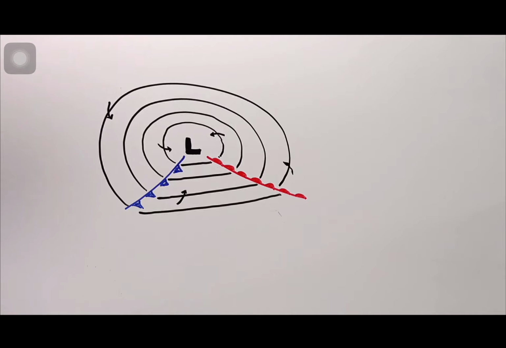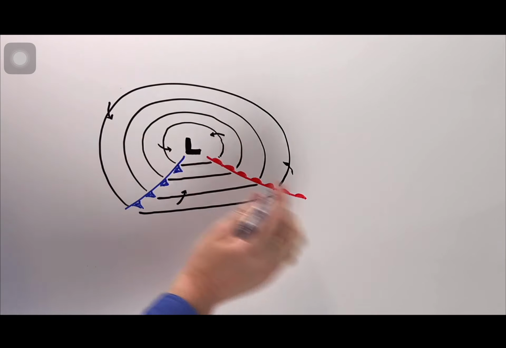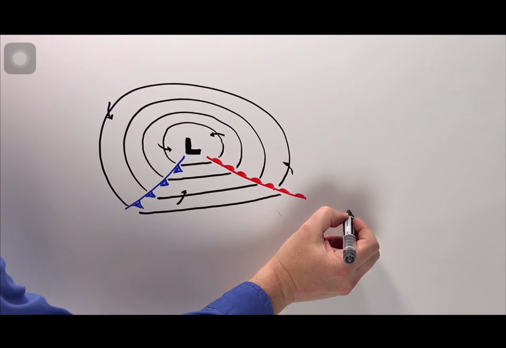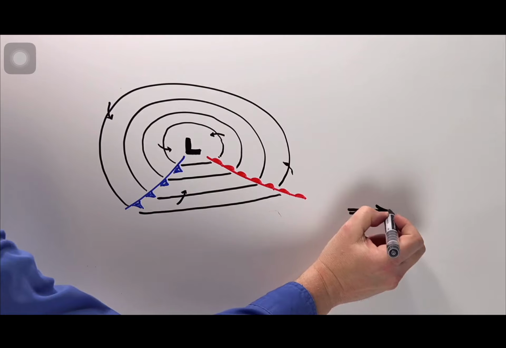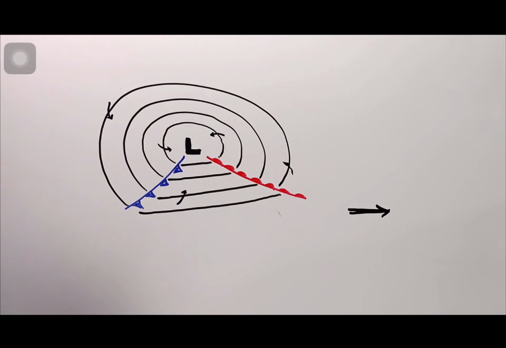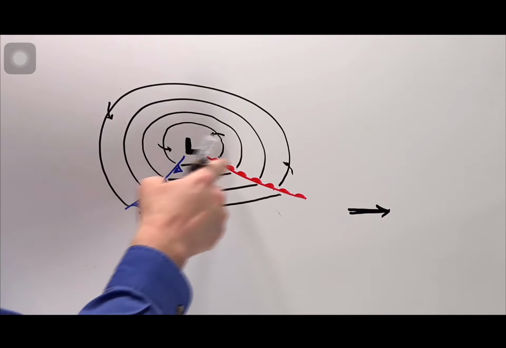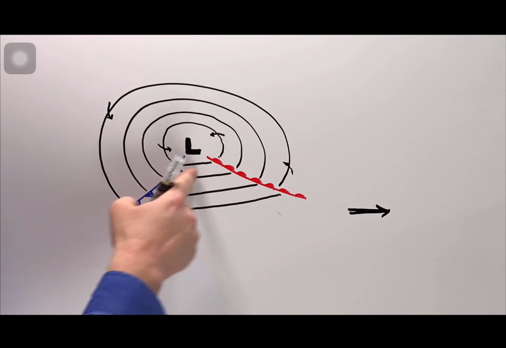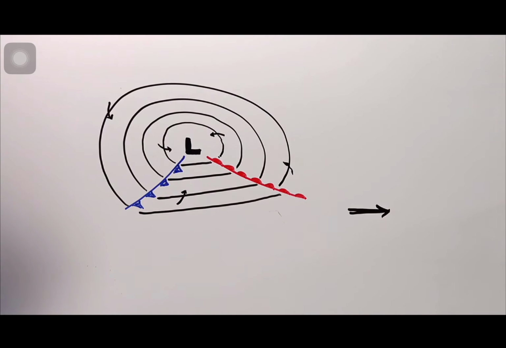So now this entire low is going to be moving in, let's say, this direction, something like that. Lows will usually move in the same direction as these isobars between the fronts. So this low is probably moving in this direction then.